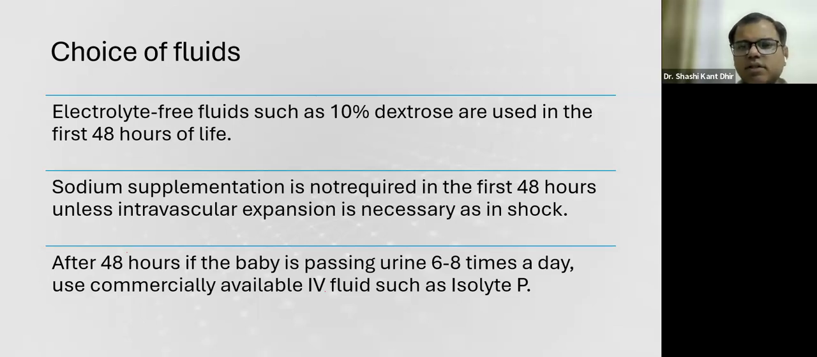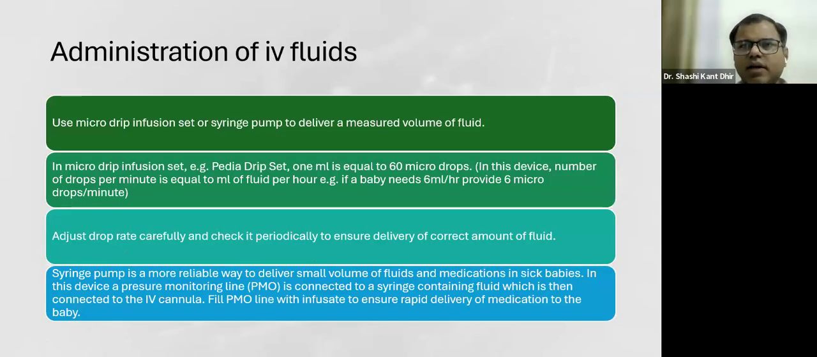Rather, we start with 10% dextrose, and if the sugars are high, then only we switch to 5% dextrose. Otherwise, 10% dextrose is used commonly and standardly, right? So it is important. 10% dextrose is the standard treatment. Okay. Now, once we have decided that we are supposed to give IV fluid, how should we give the IV?